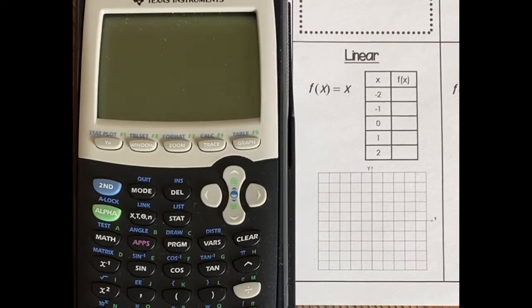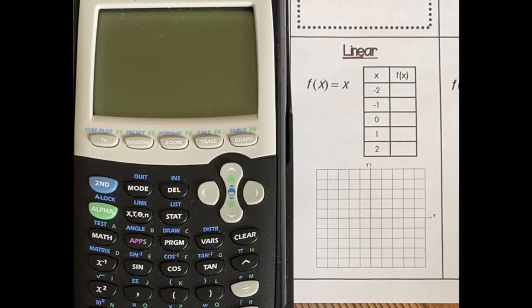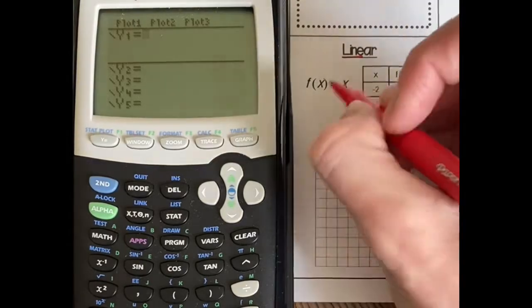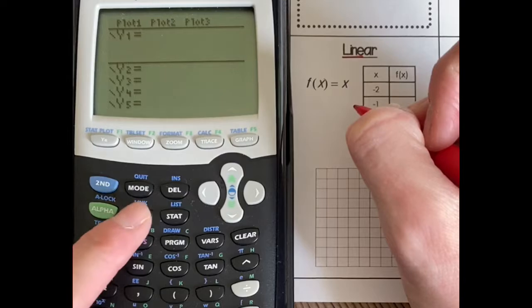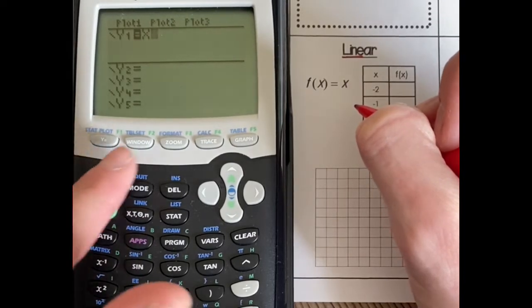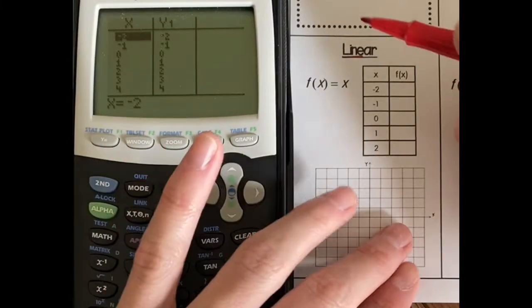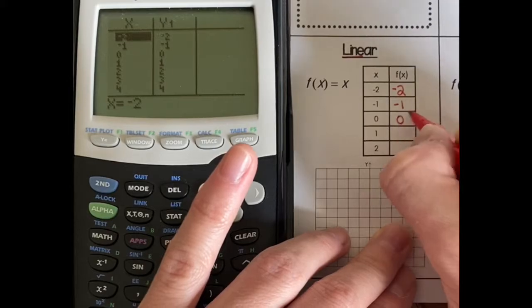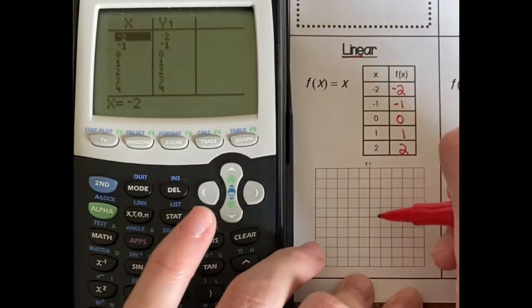So the first function that we're going to look at is a linear function. And remember, we see that word line in linear telling us it's going to be a straight line. So we're going to turn the calculator on, go to y equals, clear whatever's in y equals, and we're going to type in f of x, or in other words, y equals x. Then we're going to go to our table, and we're going to copy down the table that's given to us there. So negative 2, negative 2, negative 1, negative 1. And then we're going to graph these points.